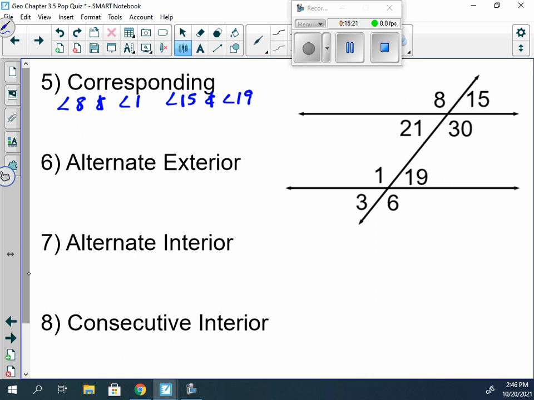19, because angle 15 is to the right and above. 19 is to the right and above the line. We also have angle 21 and, because angle 21 is to the left of the transversal, the line cutting them, and below. 3 is to the left and below. They correspond to each other. They're in the same location. So like 1 and 8, 21, 3, 6, 30. Yes.